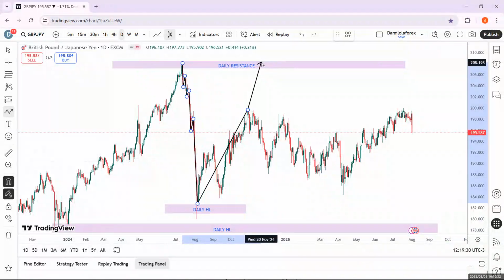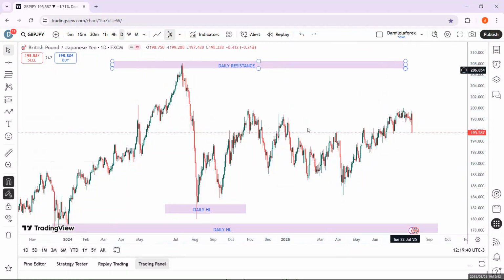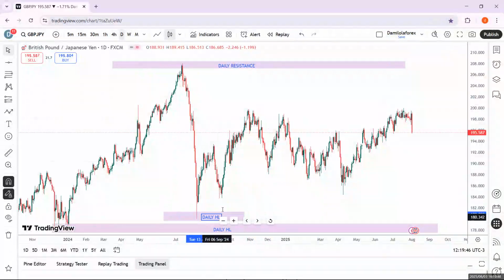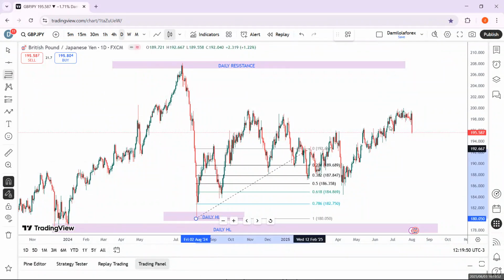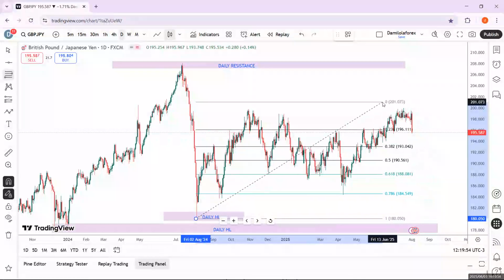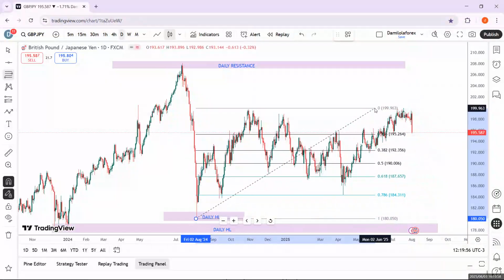However, we also know that after a change of character, we expect what? A discount to 61.8 before price takes off to the top. So what are we going to be looking at now? Let's take this a little bit lower. So this is the daily higher low point. We saw the change of character, and what are we expecting? The 61.8 movement right here. We are expecting a very beautiful 61.8 movement.